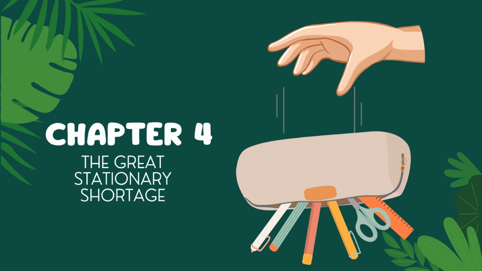Chapter 4, The Great Stationery Shortage. Absolute disaster strikes the classroom. The stationery cupboard is empty. A student desperately needs a sharp pencil for their spelling test. Creatures with pencil sharpener teeth get snatched up and used. Those with pencil sharpener teeth, you've been put to work and are allowed to stay in the classroom.